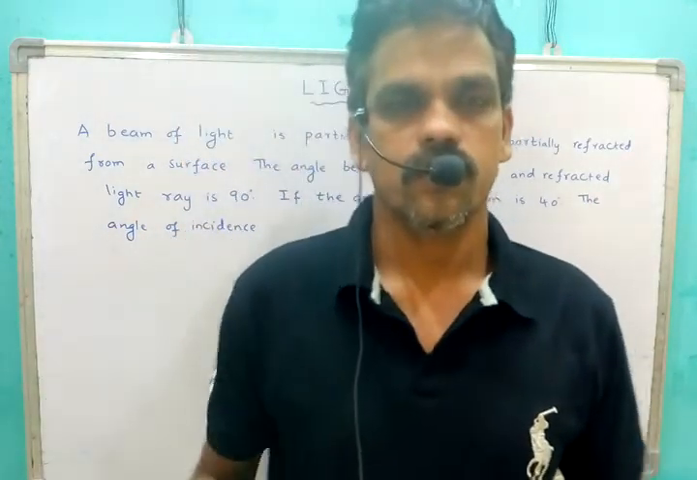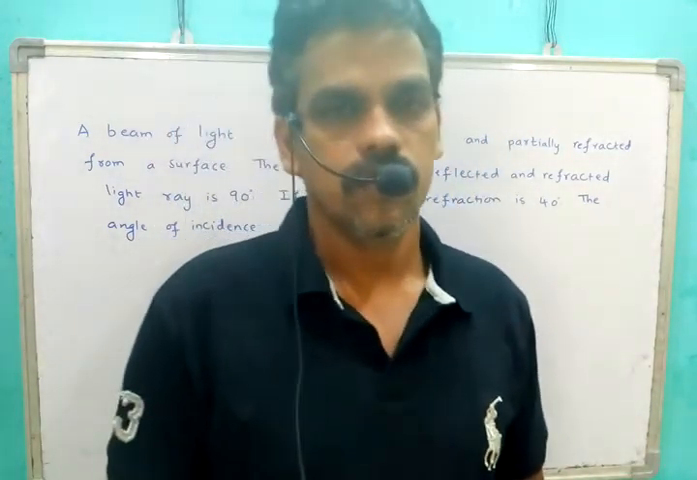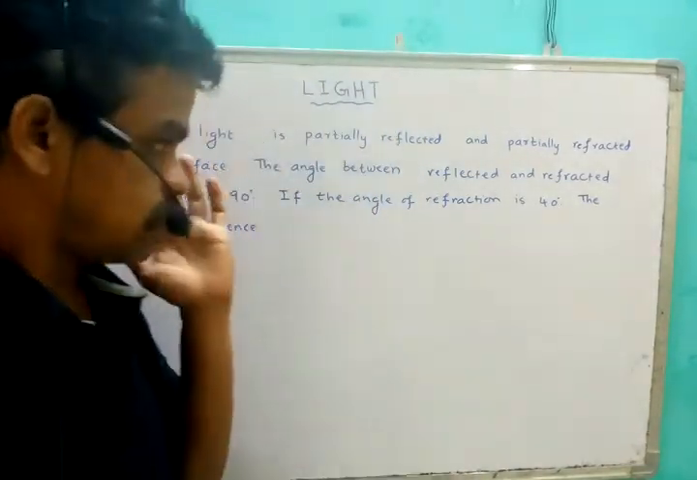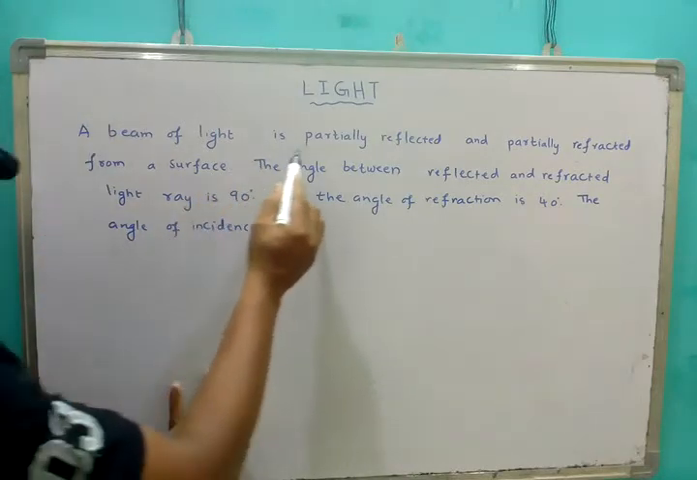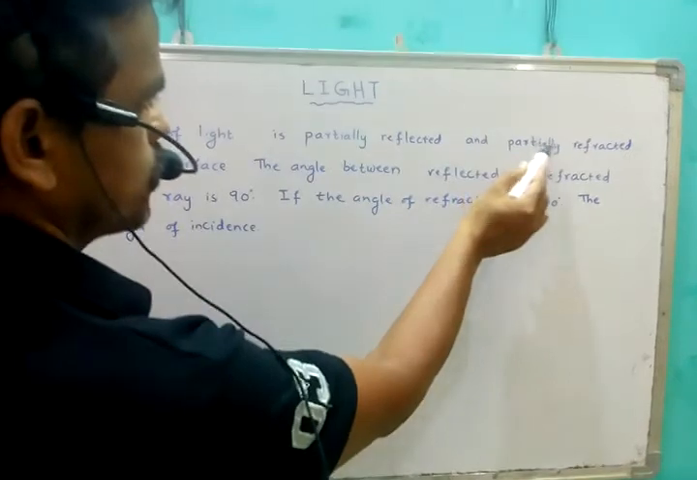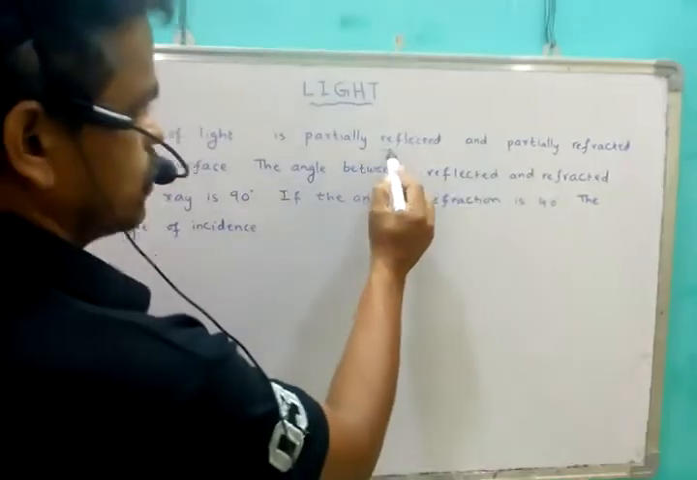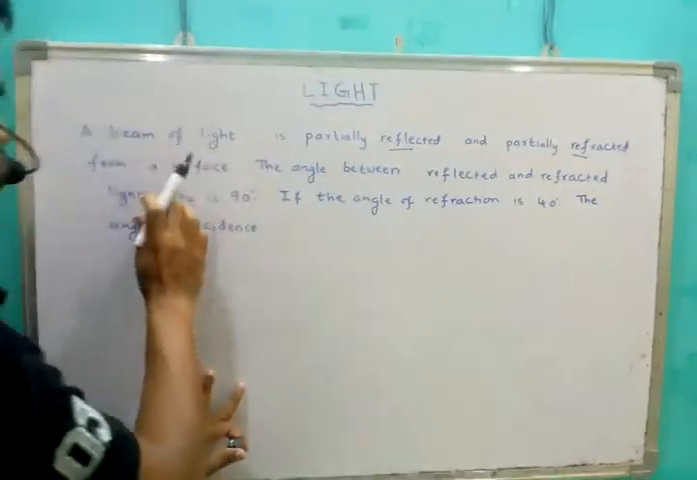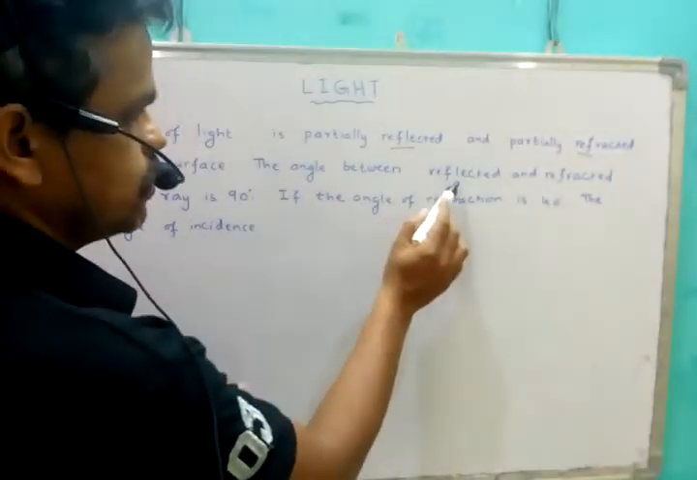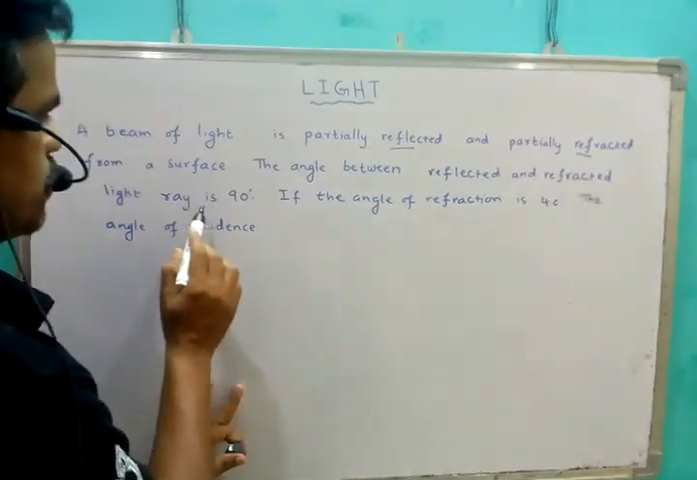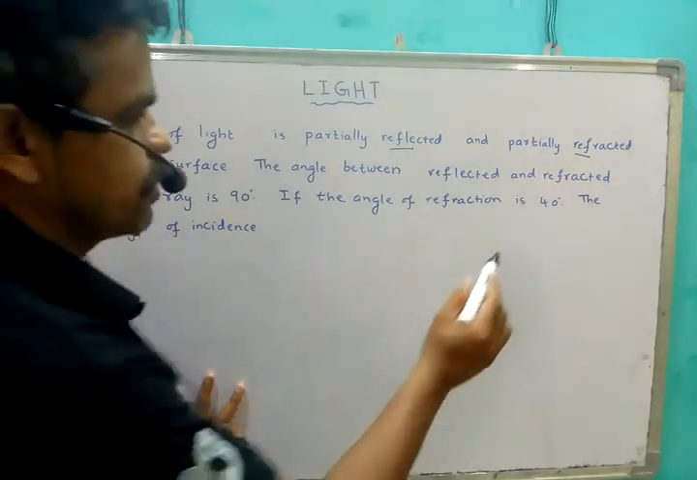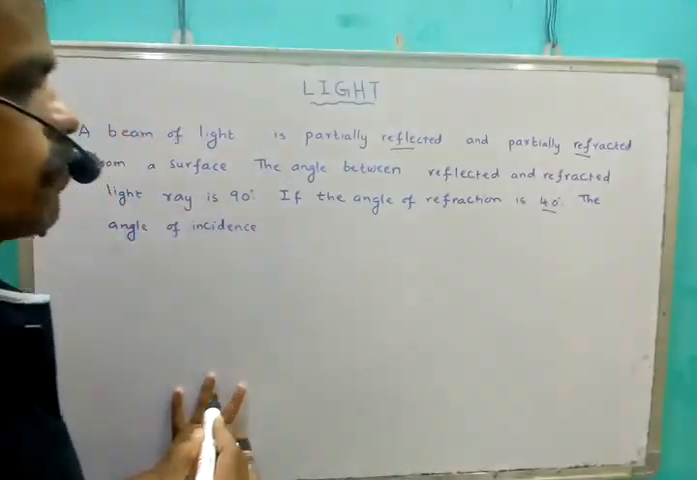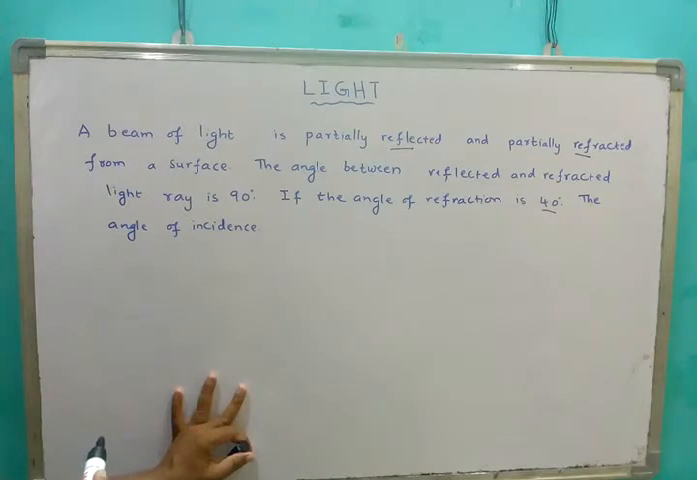So today we are discussing one problem about the light chapter. A beam of light is partially reflected and partially refracted from a surface. The angle between the reflected and refracted light rays is 90 degrees. If the angle of refraction is 40 degrees, what is the angle of incidence?